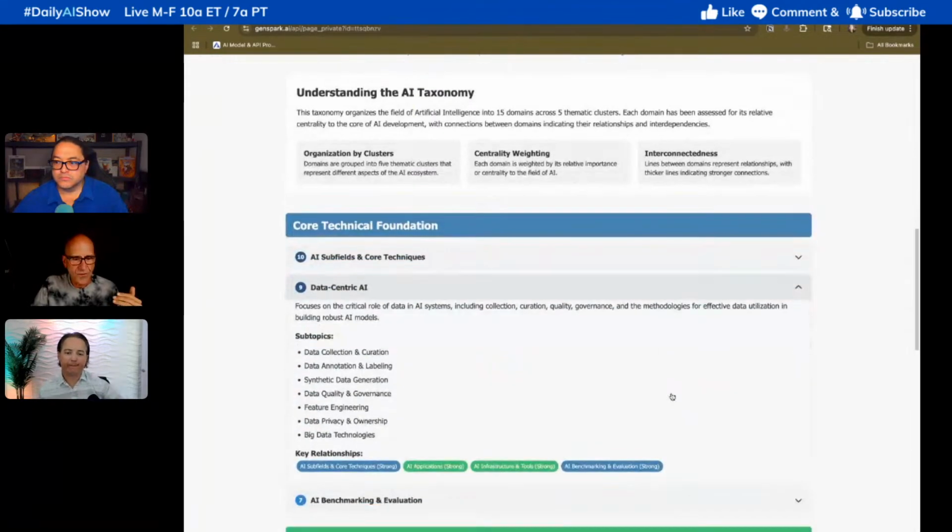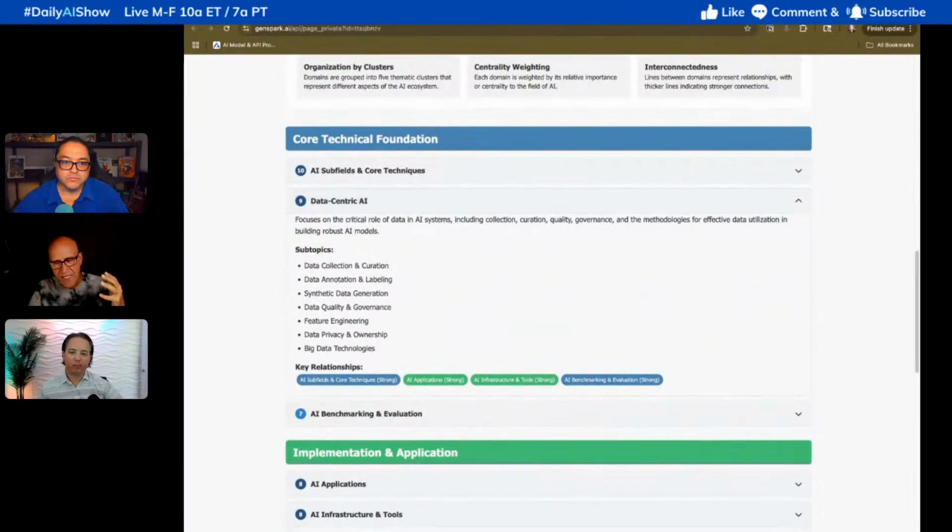Good. No, thanks for the question, because that's what we need to do. We need to understand in our own cognitive map how these relate to each other. And we're still just in the top one, which is the core technical foundation. And this is the science. This is the science and development space of AI. Data-centric, it focuses on the critical role of data.